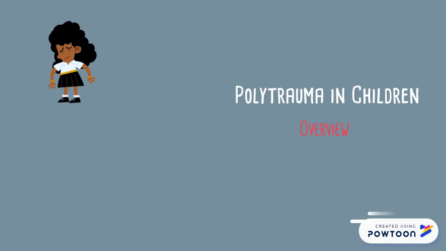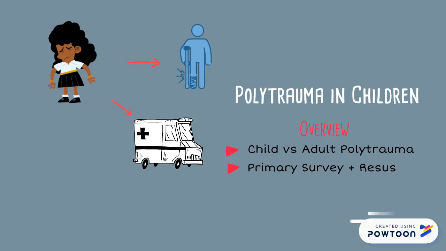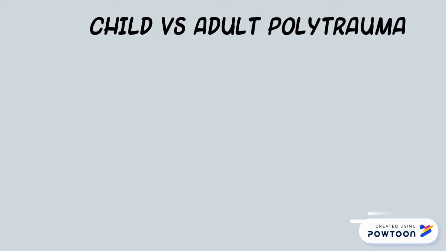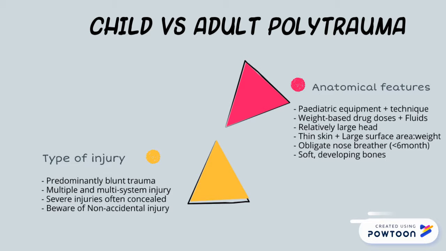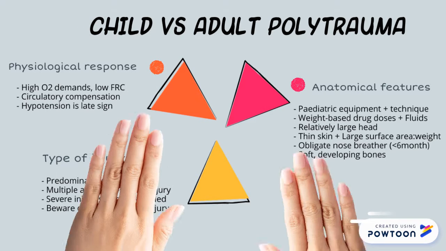The approach to polytrauma in children, looking at the differences between children and adults, the primary survey and the secondary survey. Child polytrauma differs in the type of injury incurred, usually due to blunt trauma, anatomical features affecting resuscitation technique and equipment, as well as the physiological response.